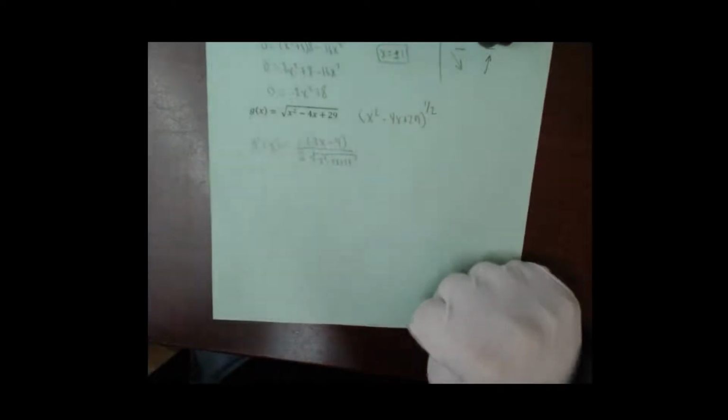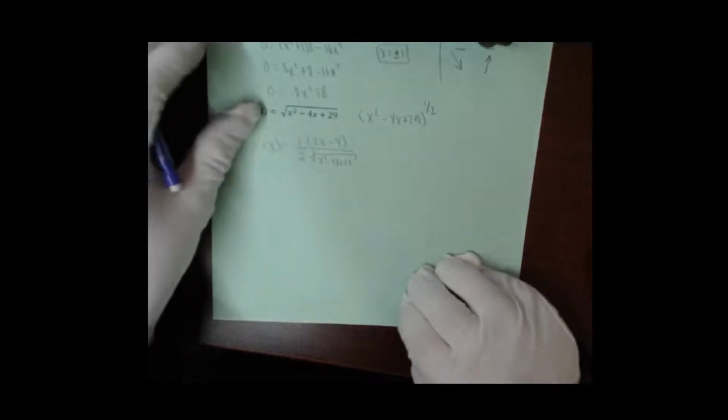Then we multiply the chain rule, meaning we multiply the derivative of the inside, which is going to be just 2x minus 4. That looks terrible, but luckily it's going to simplify very nicely.